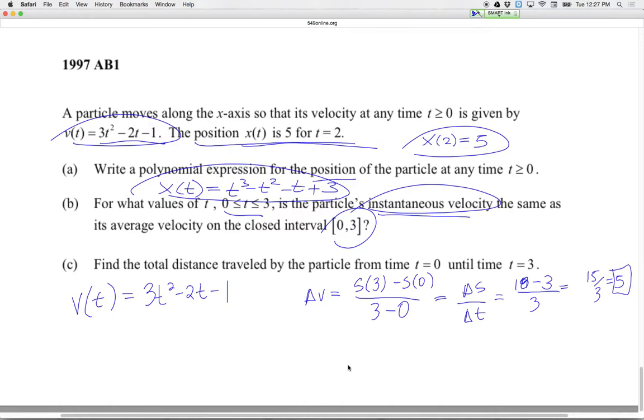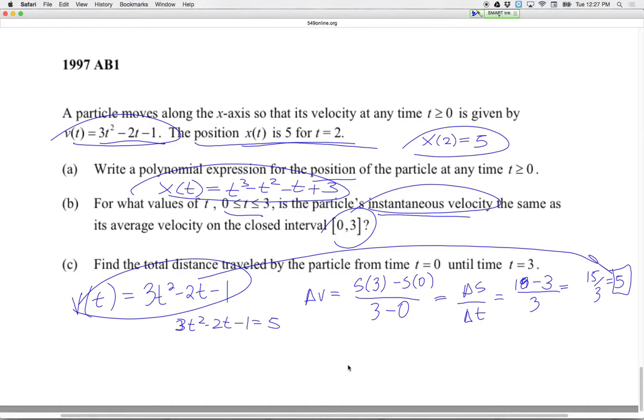Now, what do we do with that? We want to know when the instantaneous velocity is equal to the average velocity. So I take instantaneous velocity and set it equal to this and say they're equal. So it'd be 3t squared minus 2t minus 1 equals 5. What do you do?